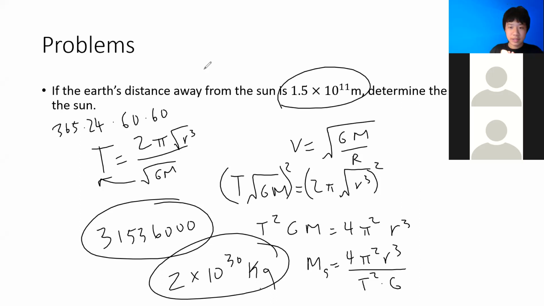All right. So this is a problem that shows that memorizing this formula for velocity comes in handy a lot. And so the sun's mass is 2 times 10 to the 30th kilograms, and that is huge. So we don't actually need to put the sun on a scale, essentially, and this is how we can find out what the sun's mass is without actually weighing it. All right. So I think that's pretty cool.